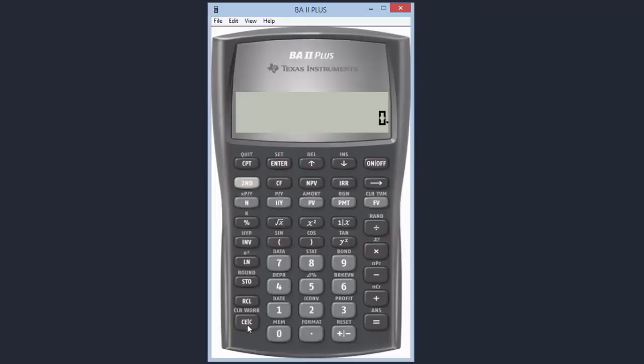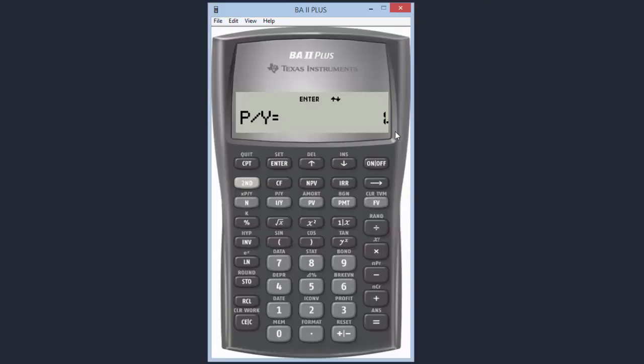Now there's one more thing I want you to check. I want you to hit second, and I want you to hit I over Y. Notice it says P over Y right above that. That's payments per year. For purposes of my class, we'll always use payments per year equal 1. And for any of the gray calculators, these are the automatic settings, payment per year equal 1.